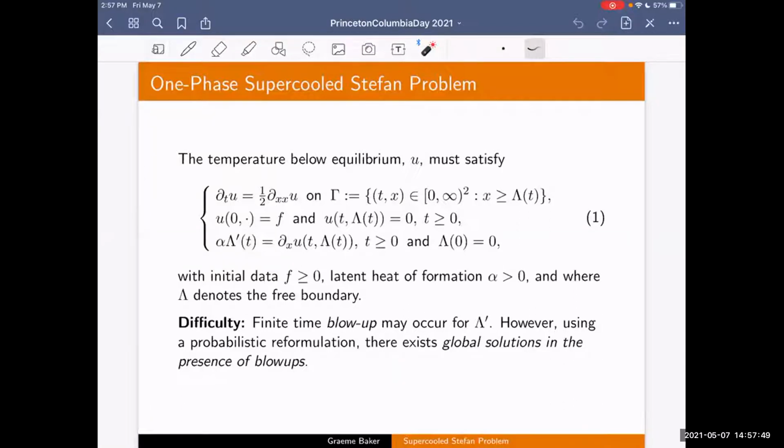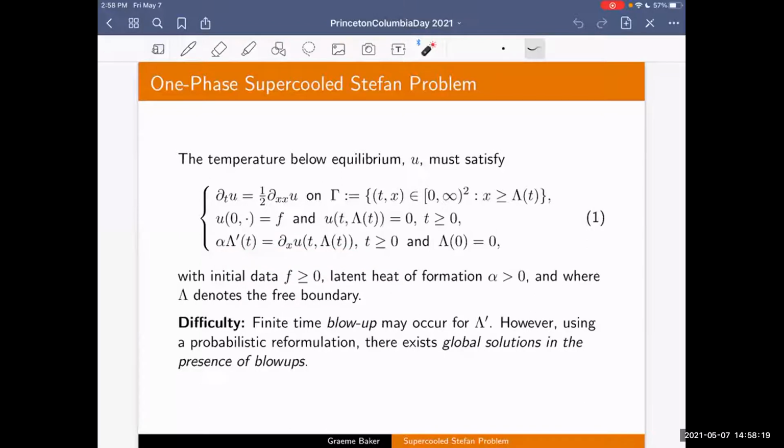So we're looking at U, which is the temperature below equilibrium of some supercooled liquid. And this liquid is in contact with a solid. Initially, the solid is on the negative reals and the liquid on the positives. And then the boundary between the two regions increases. And so the evolution of the boundary is governed by this equation here. And this is the Stefan condition.